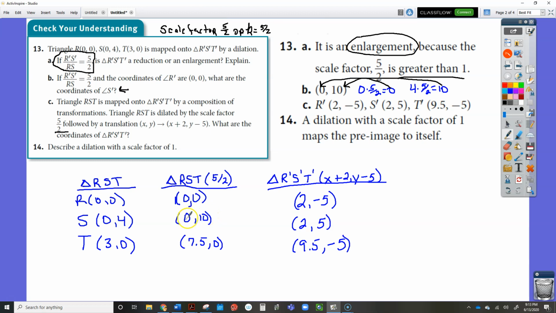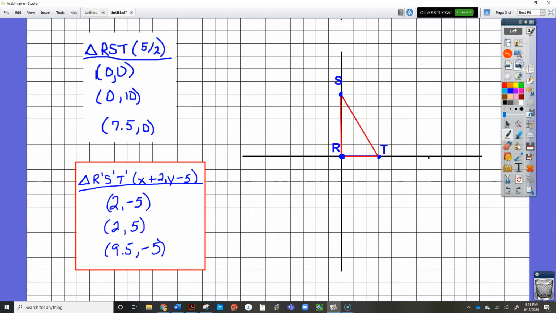Again, you take the dilated coordinate and you add 2, subtract 5. So I take 0 plus 2 is 2, 10 minus 5 is 5. And then add 2, get 9.5, subtract 5, get that. So this is your final answer. This is what they have right here: 2, negative 5; 2, 5; and 9.5, negative 5. So those are your answers right there, but this is how we got it. And then I do want to show you what it looks like to actually do that.